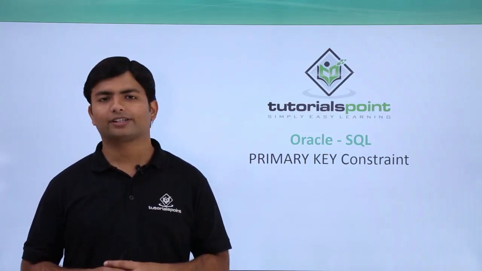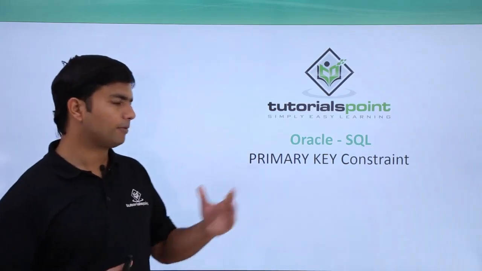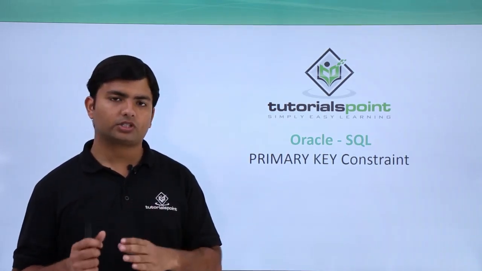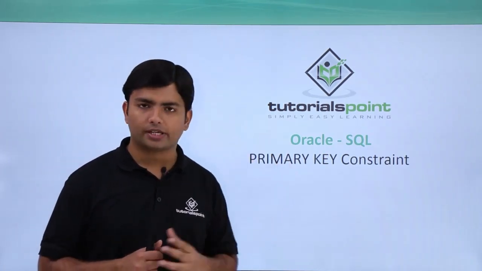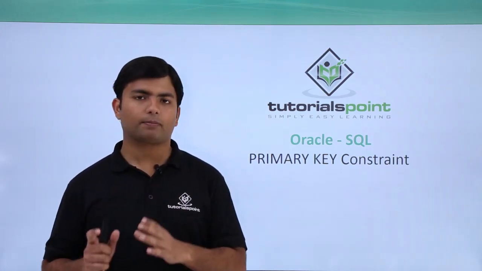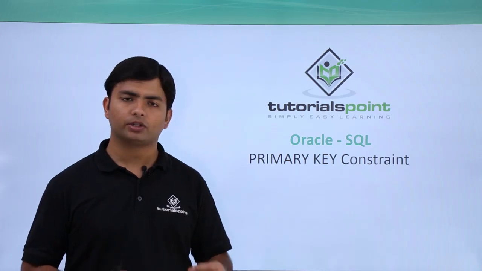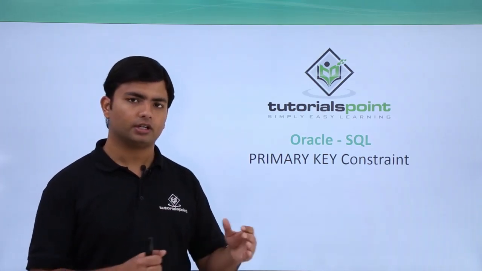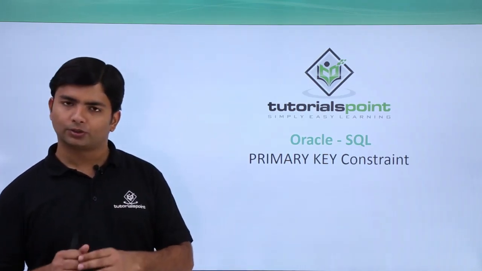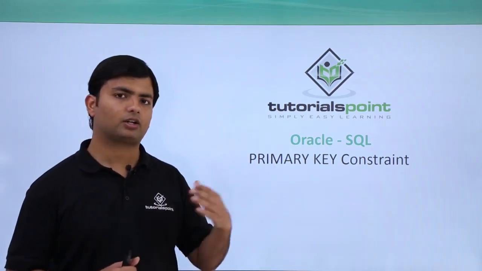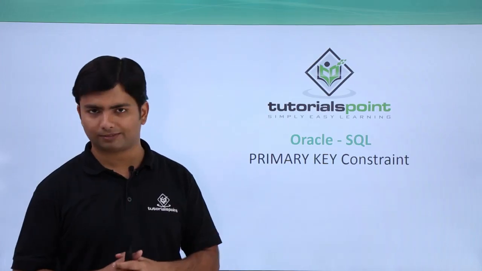In this video of Oracle SQL, we will cover the primary key constraint. There should only be a single column which can be assigned as a primary key, and when you make a primary key, that column will ensure that it must have a value and the values must be unique as well. So let's try to add this primary key constraint at the column and at table level.